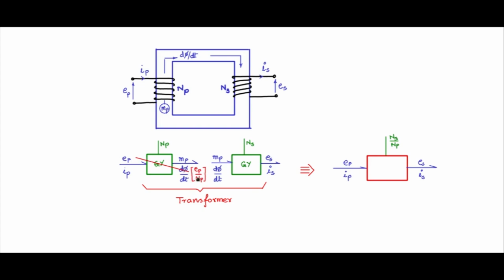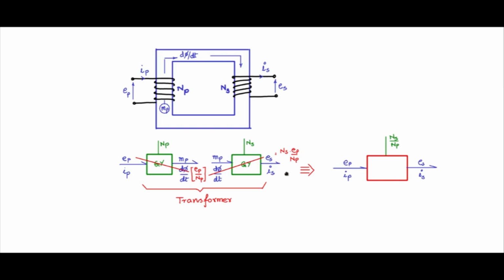or dφ/dt is EP by NP, and this same dφ/dt is applied to the primary of this gyrator. When it comes out here, it links to the potential variable of the secondary, which is ES, and that is equal to dφ/dt into NS. So this NS into dφ/dt is nothing but NS times EP by NP. Therefore ES is equal to NS by NP into EP. So this is transformer action, and this is the transformer.